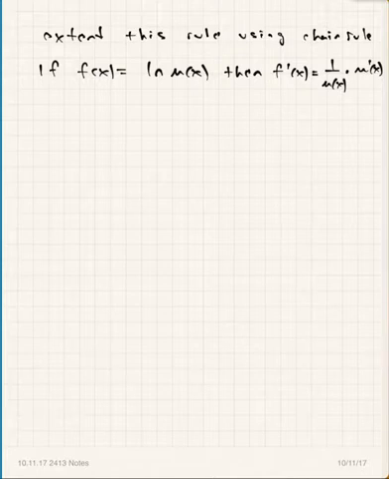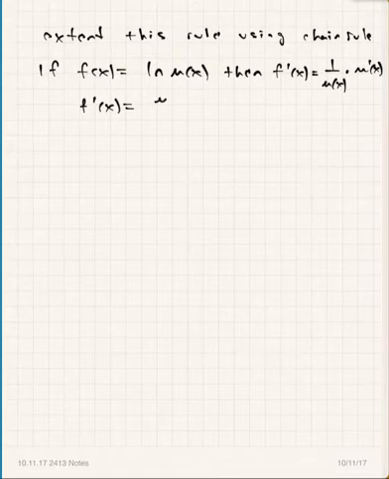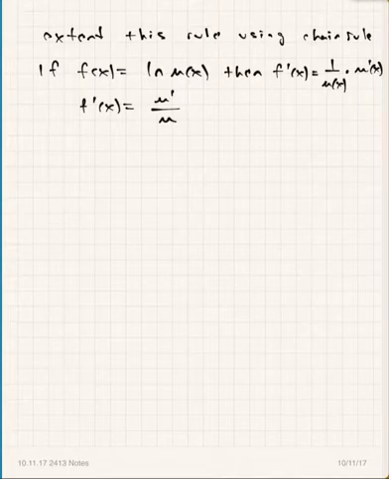And the way most students remember this, they simply write it this way: that f prime of x is simply going to be u prime over u. And that's our derivative for a natural log of u right there. If f of x is the natural log of u, then f prime is u prime over u.